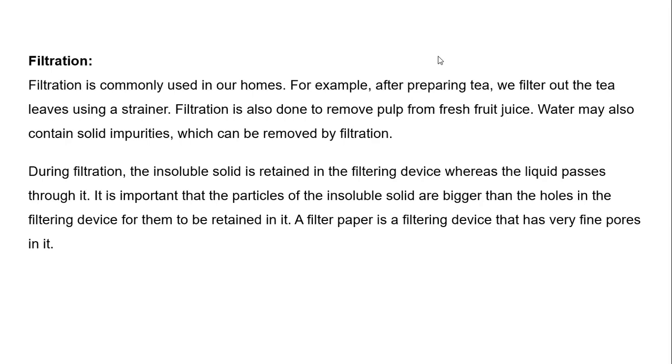For example, when we prepare tea, we filter the tea leaves using a strainer. One more example is that we generally use filtration to remove the pulp from fresh fruit juices. Water may also sometimes contain solid impurities, so we use a cotton cloth to remove those solid impurities. So here also we are using filtration.